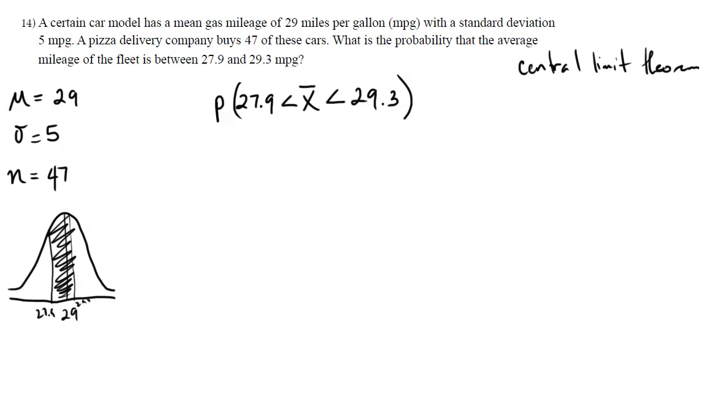So the kind of method that we'll be using is we'll be converting these x values to z values, and then we'll go to the table for this one. Table gives us to the left. We'll go to the table for this one. Table gives us to the left. And then if we subtract those two values, we'll get that area in the middle that we're interested in. So we'll be using the central limit theorem formula twice.